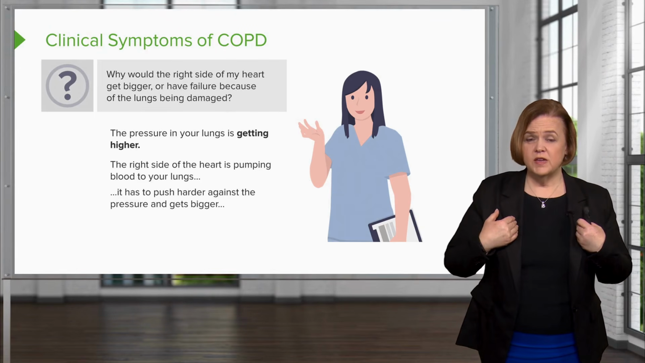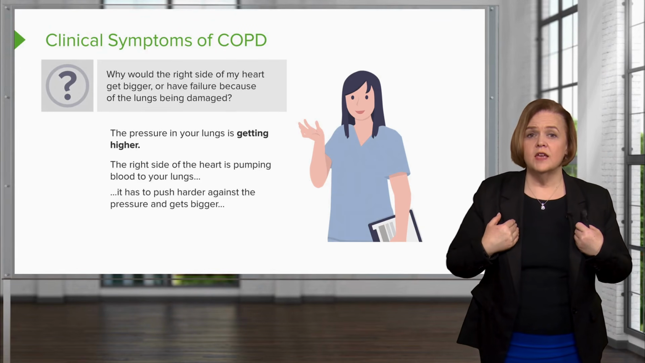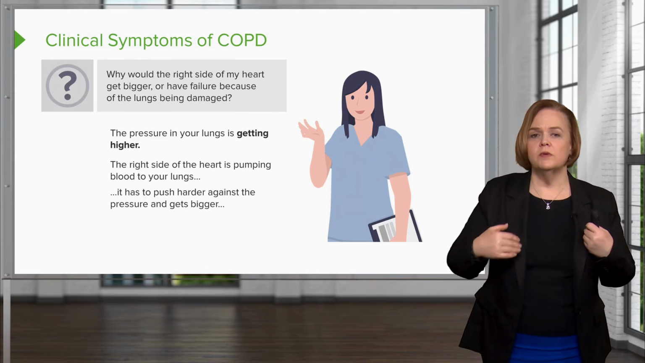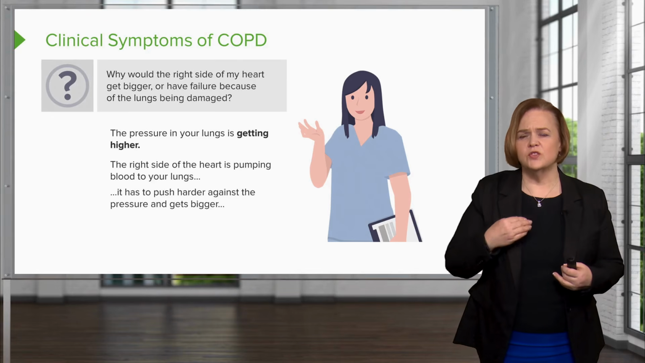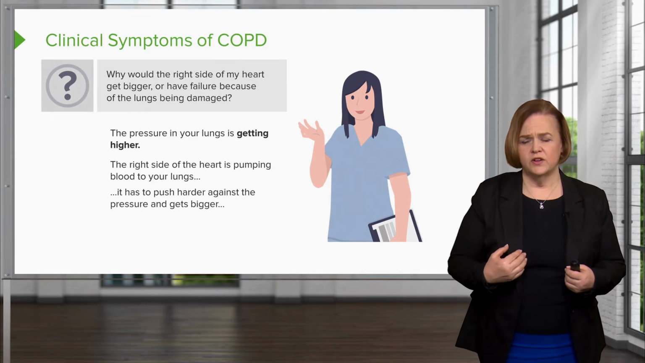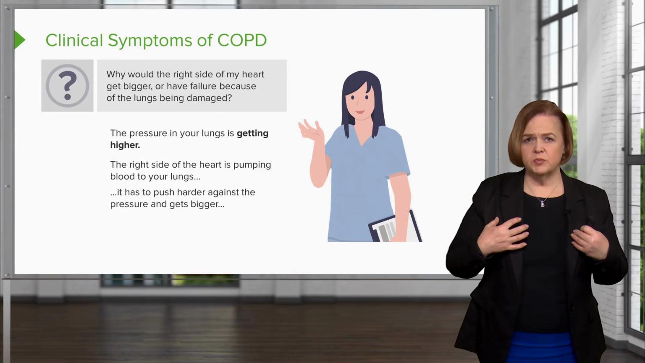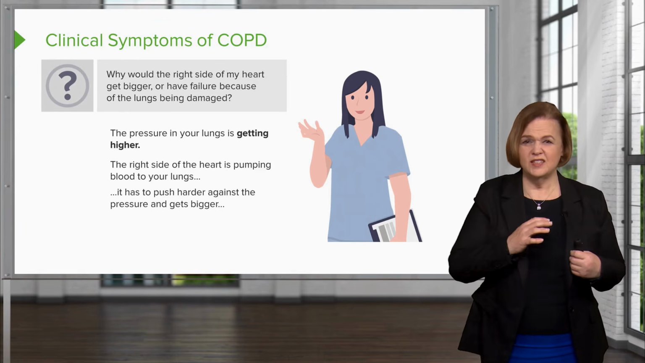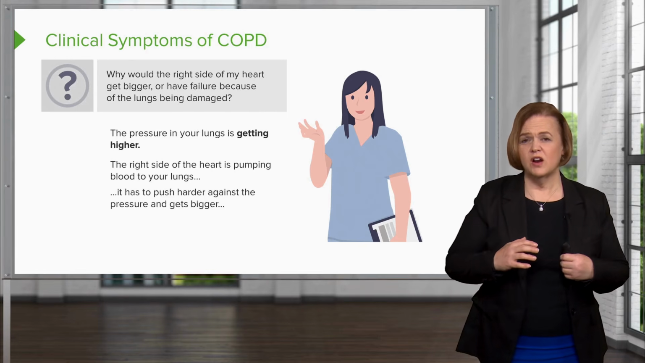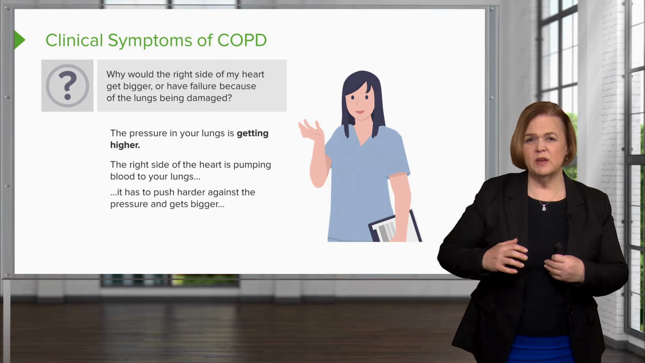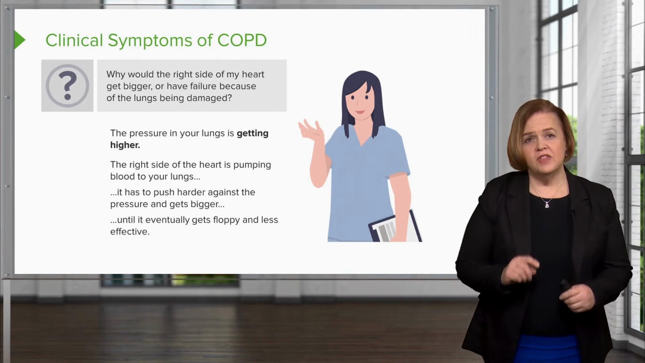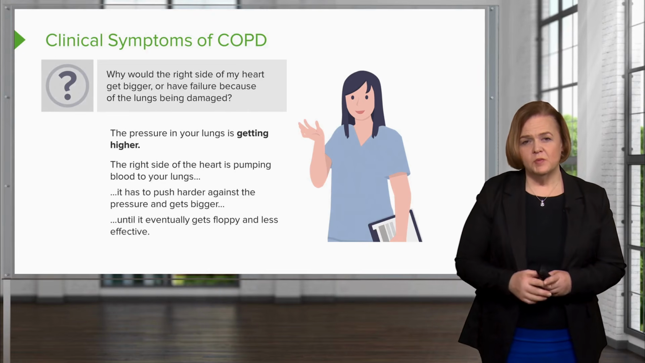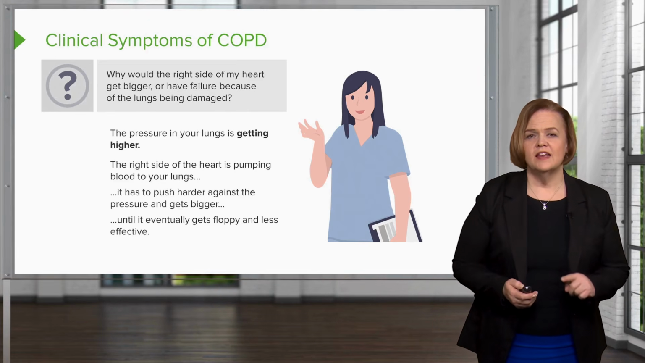So COPD and other lung problems can cause cor pulmonale. Cor referring to the heart, pulmonale to the lungs. It's right-sided heart failure because of the increased pressure in the lungs. That right side is having to push so hard, it gets bigger to deal with it, and then bigger, and then it's no longer effective. So that's how lung problems cause right-sided heart failure.